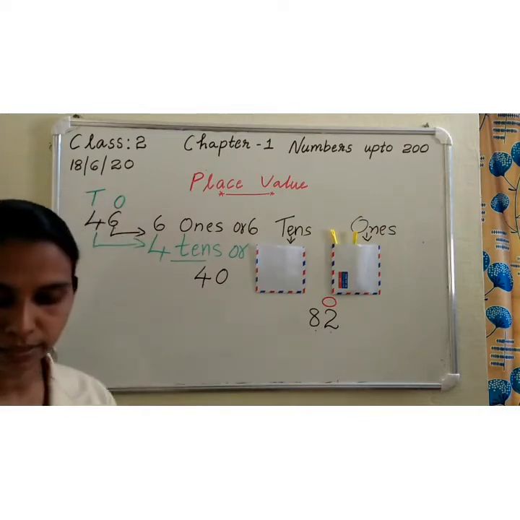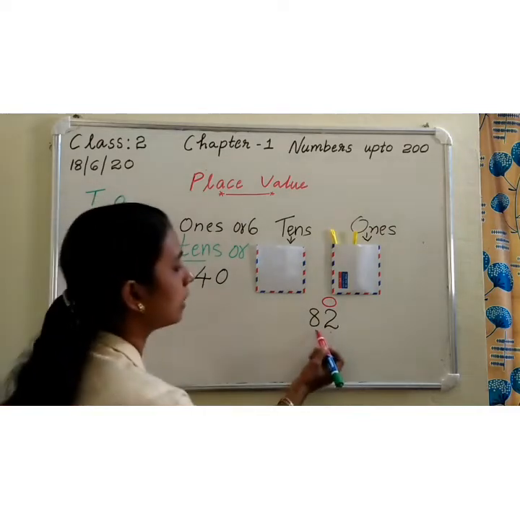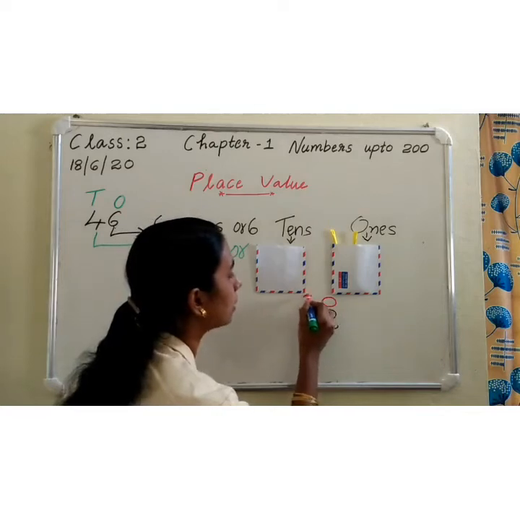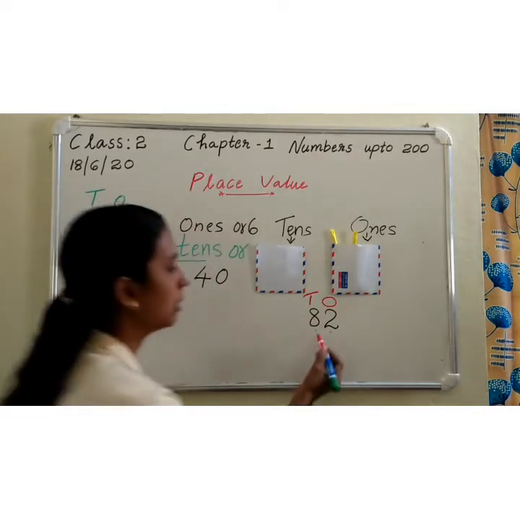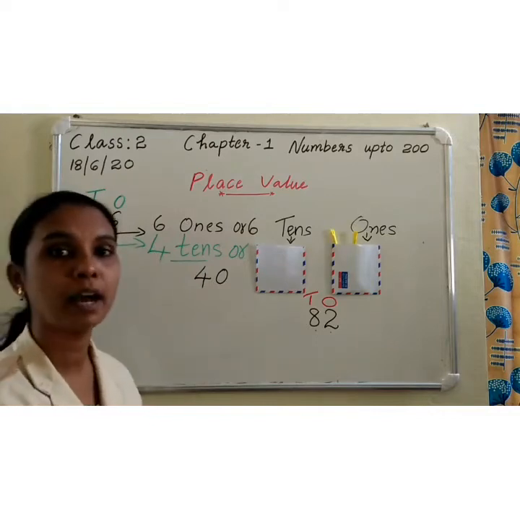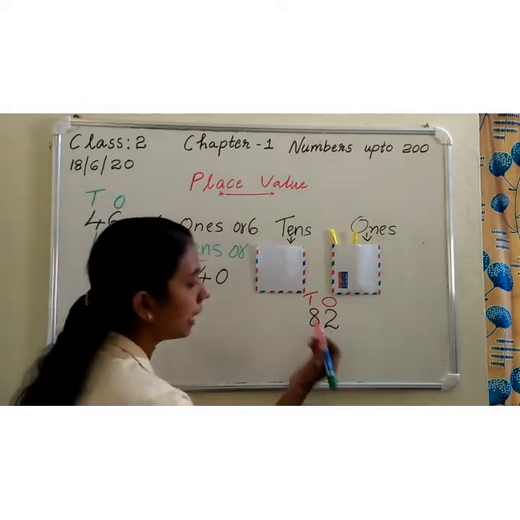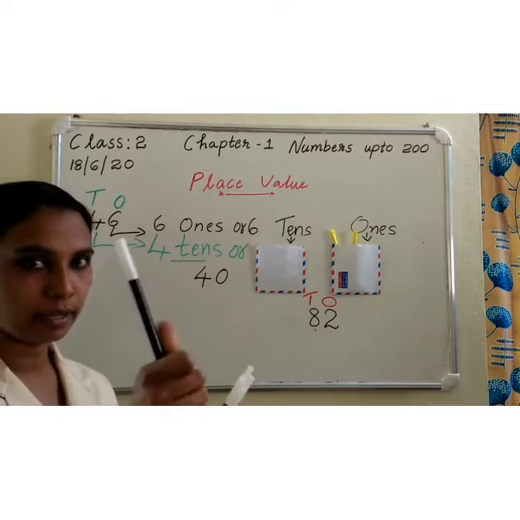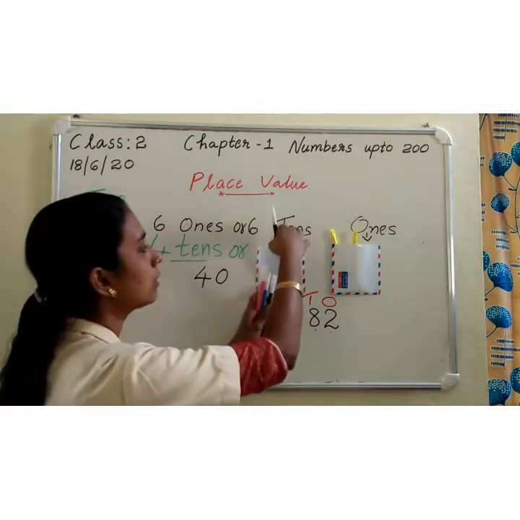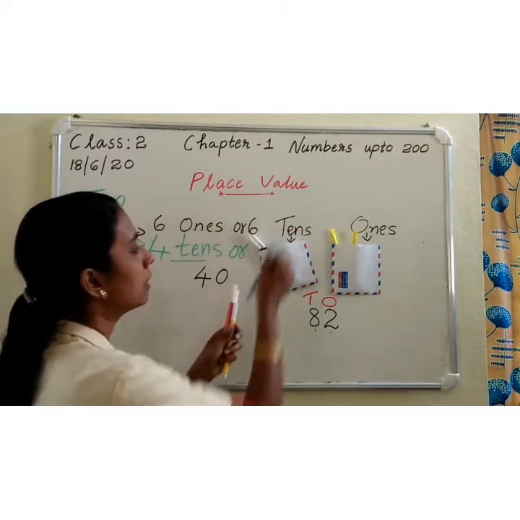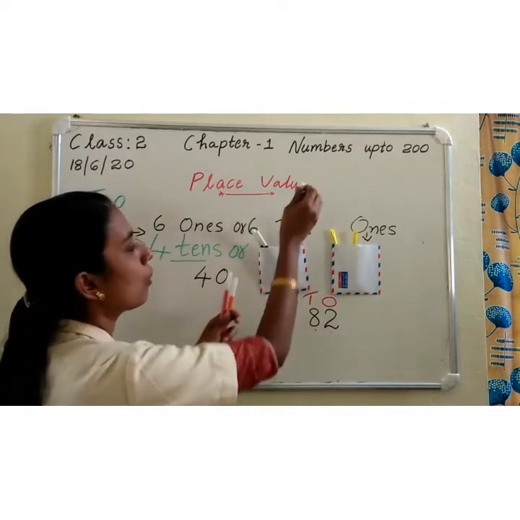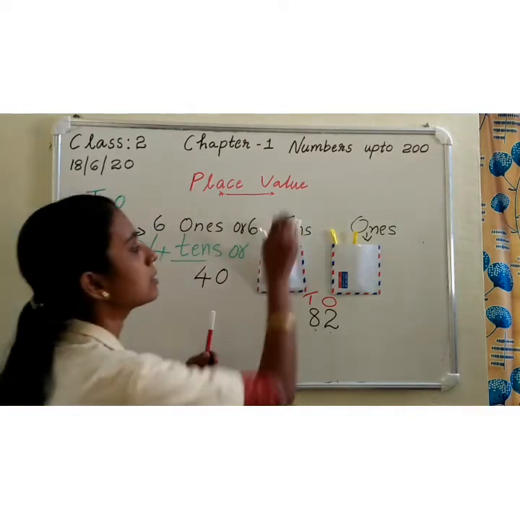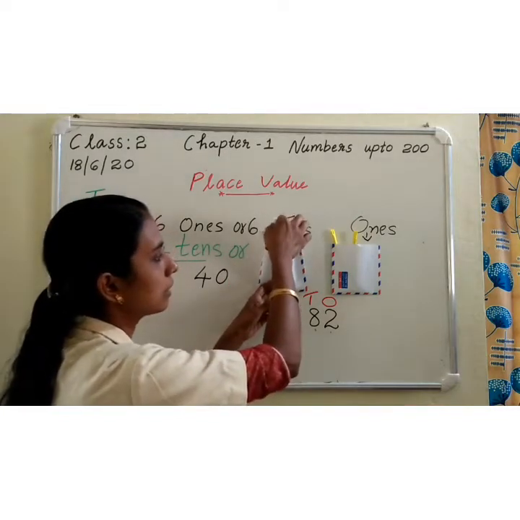The next one. How many tens are there in 82? Which place? Tens place. How many are there? Eight tens. So, we can put 8 tens. These are tens. 1 ten, 2 tens, 3 tens, 4 tens, 5 tens, 6 tens, 7 tens, 8 tens. Get it?